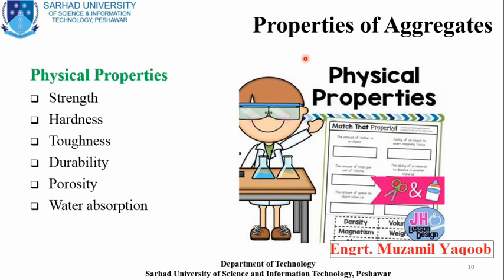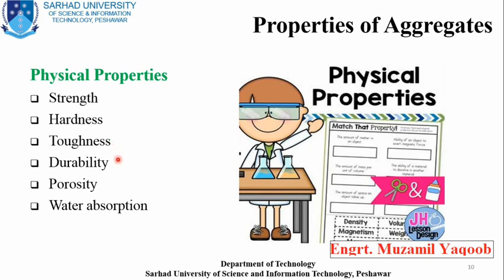So now let's come towards our last part of this class. Here we will discuss the properties of aggregates. In this picture the boy is indicating that we will discuss the physical properties here. The main physical property we are going to discuss is strength. We will learn how to determine the strength of aggregate and what minimum strength we should require. Then we will discuss hardness, and the third one is toughness.